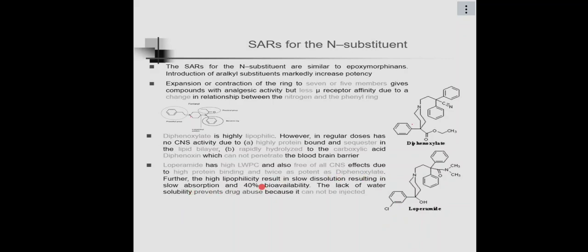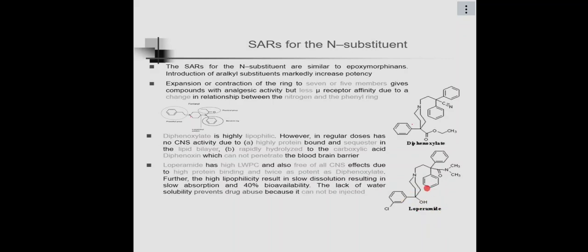Further, the high lipid solubility results in slow dissolution, resulting in very slow absorption, and only about 40% bioavailability. The lack of water solubility prevents drug abuse because it cannot be injected. So although this drug has some absorption, because of the very low water solubility, you cannot give it as an injectable. And people who want to abuse these drugs mainly want to abuse them as injectable drugs.